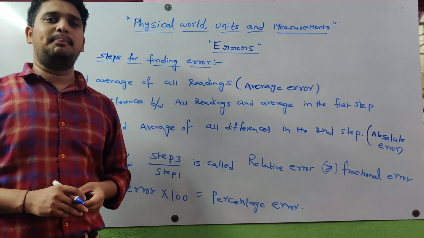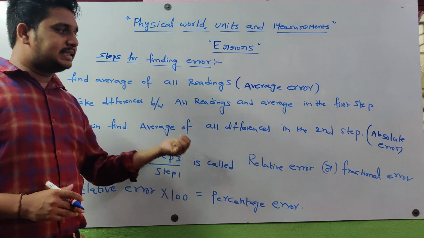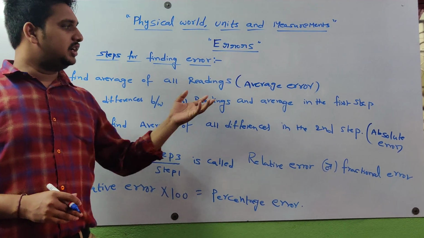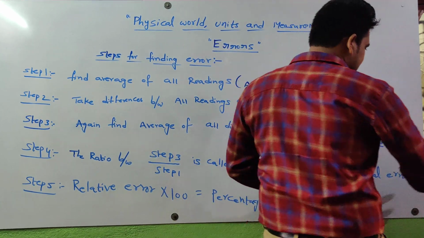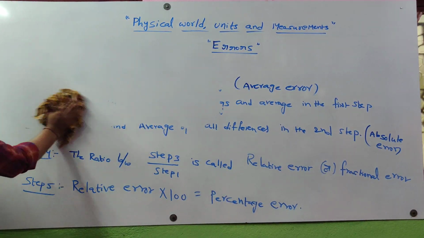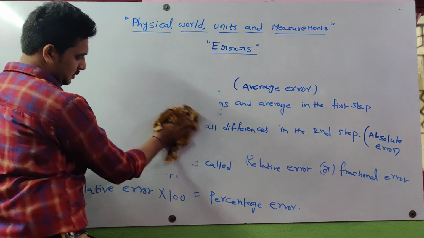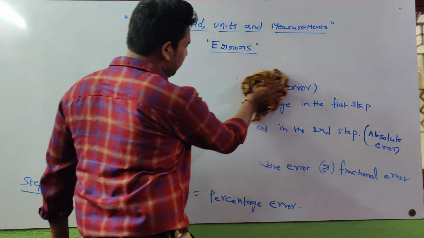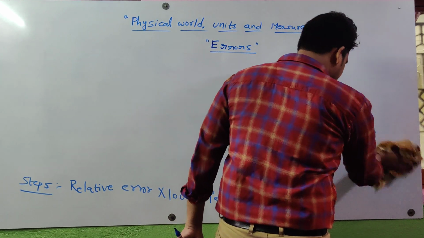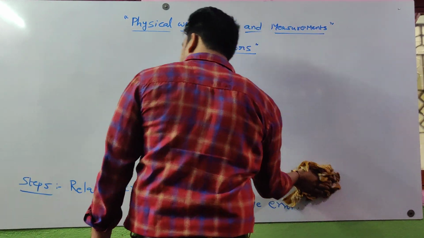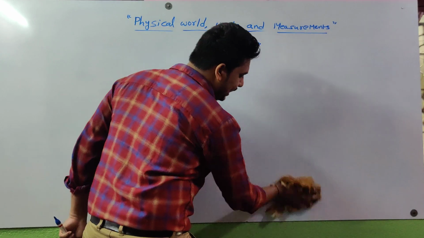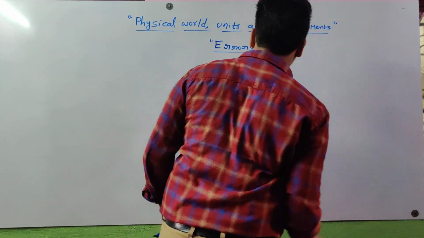So let us consider one example, applying these steps. How do we get the relative error and the percentage error? We take one example here. After completion of this example problem, you will get a clear idea about errors, that means how to find error. So let us consider one example here.